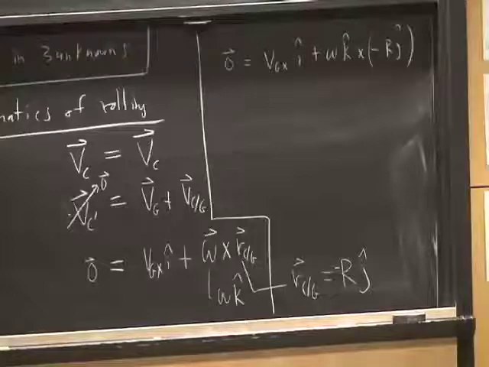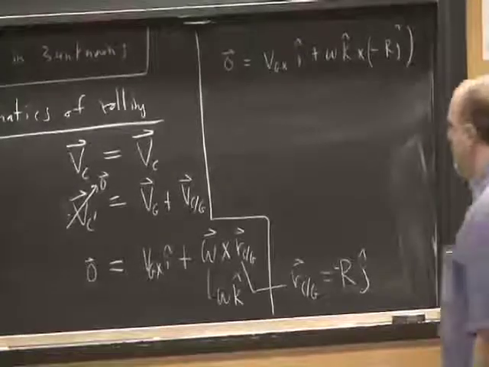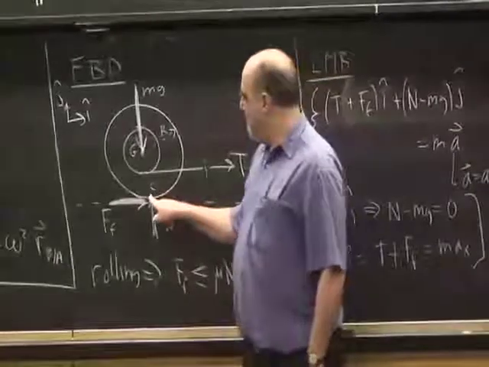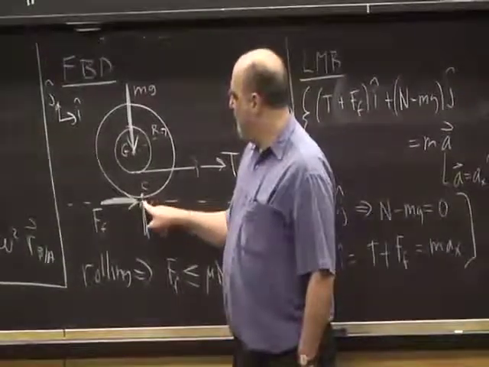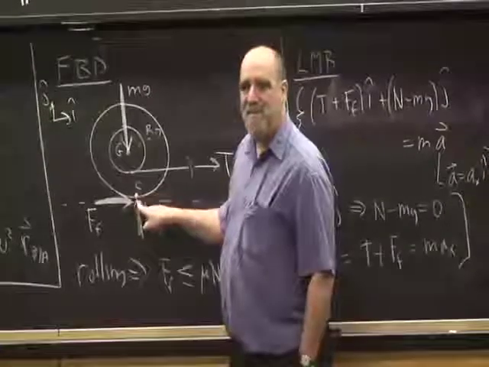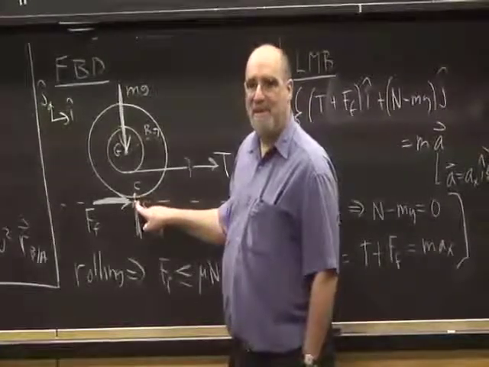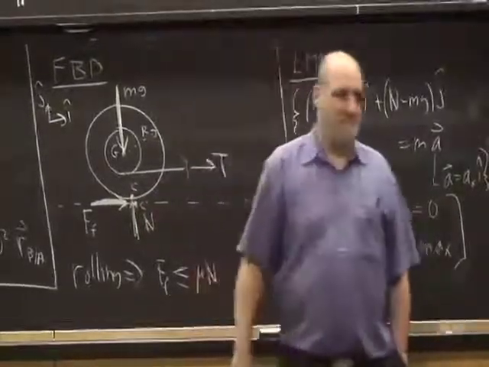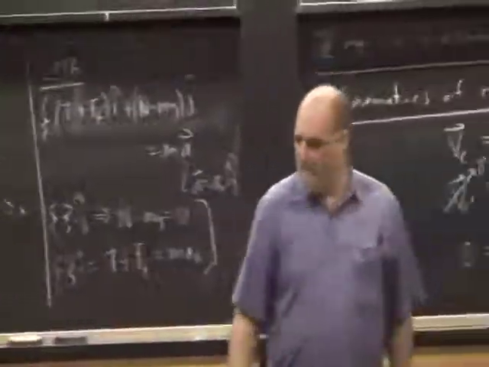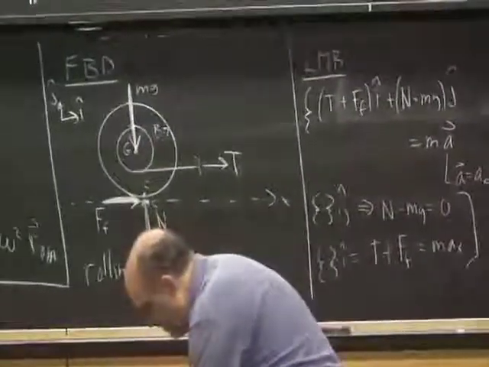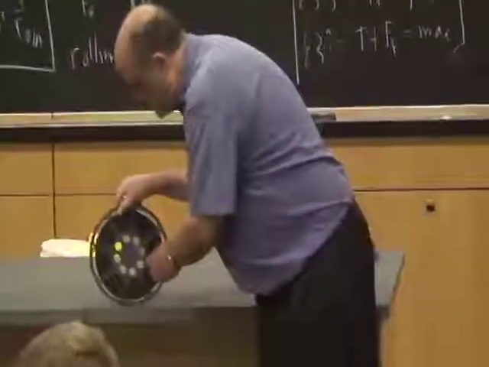Yes? Why did I write VC prime on the left? Is because I said this is the rolling constraint. The rolling constraint is that the point on one object has the same velocity as the point on the other object at the point of contact. And that's the C and the C prime. This is C. This is C prime. Does that answer your question?